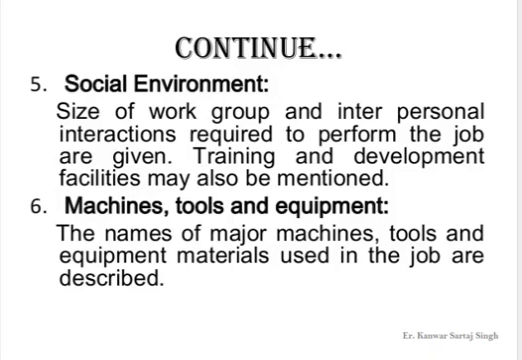Sixth is machines, tools, and equipment. The names of major machines, tools, and equipment materials are also described in the job description. It gives a clear view to the job holder that yes, he or she will be working on those machines, and how they can achieve that excellence level by going through some kind of training or learning a new skill set to perform that job in a better way.